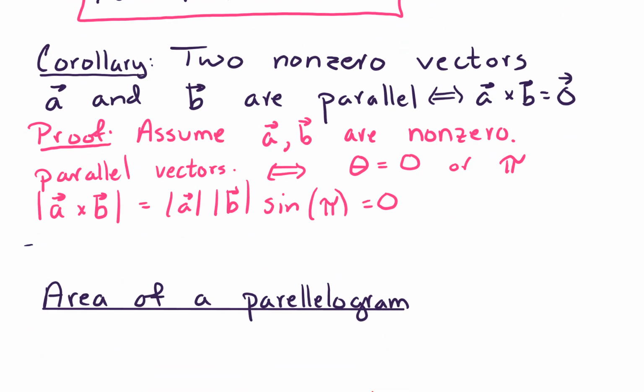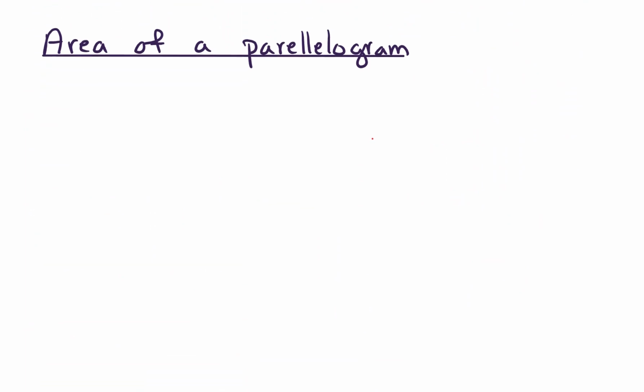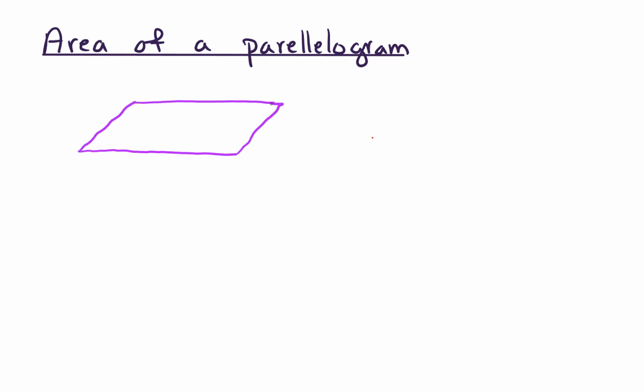Okay, this is helpful for looking at the area of a parallelogram. So let's recall a parallelogram is a four-sided figure with four sides which are parallel. And the way we compute the area is we look at the base, I'll call that B, and we look at the height, which is perpendicular to the base, I'll call that H, and so the area of the parallelogram is just H times B.